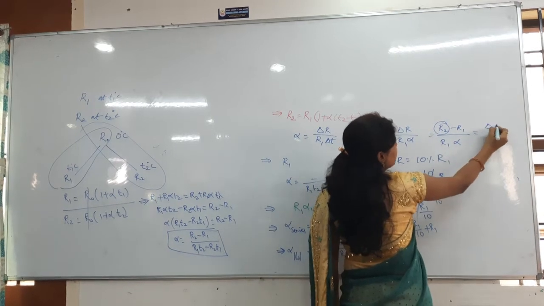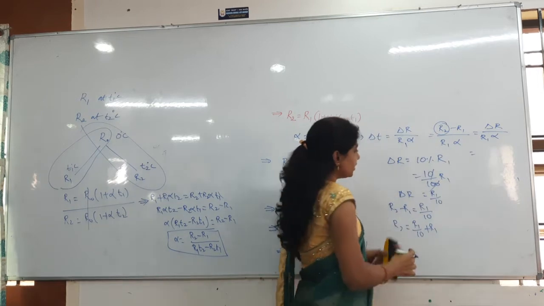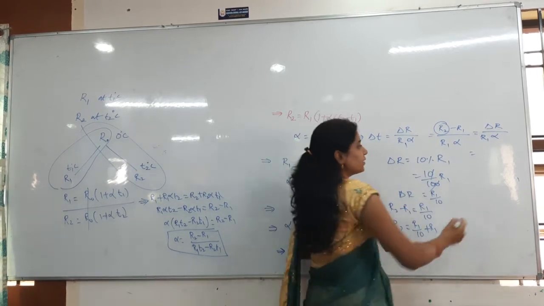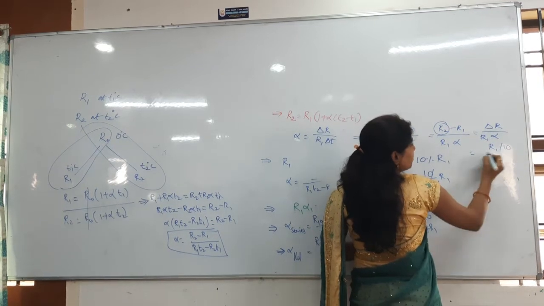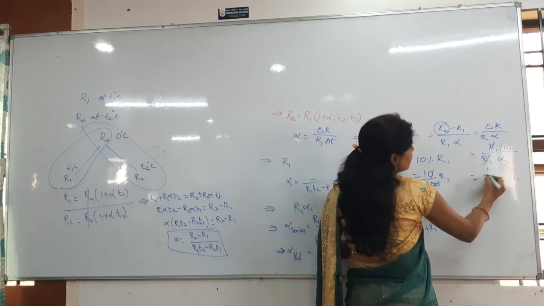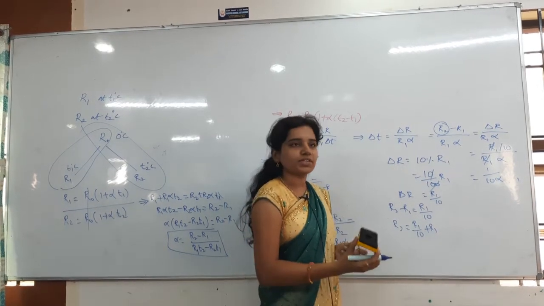See that? This one is what here? R2 minus R1 is nothing but delta R by R1 into alpha. Delta R is how much I said? 10% of R1. Nothing but how much you got? R1 by 10. So R1 by 10 will get cancelled with R1 into alpha. R1 gets cancelled. Then what will you get? 1 by 10 alpha. That is the answer. 1 by 10 alpha is the correct answer.